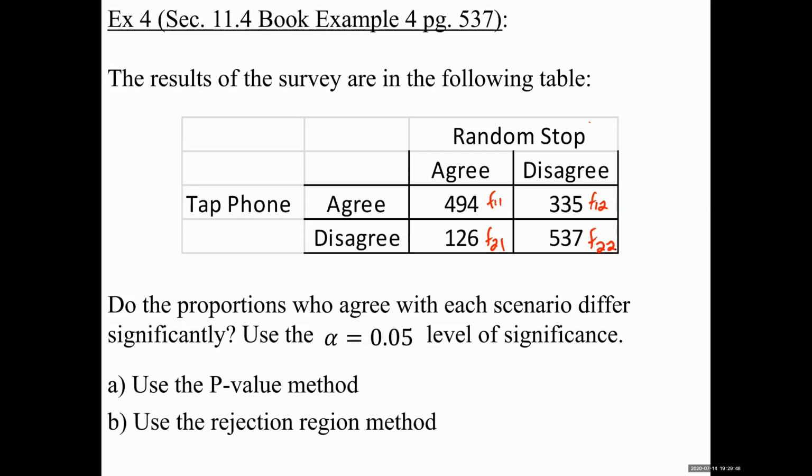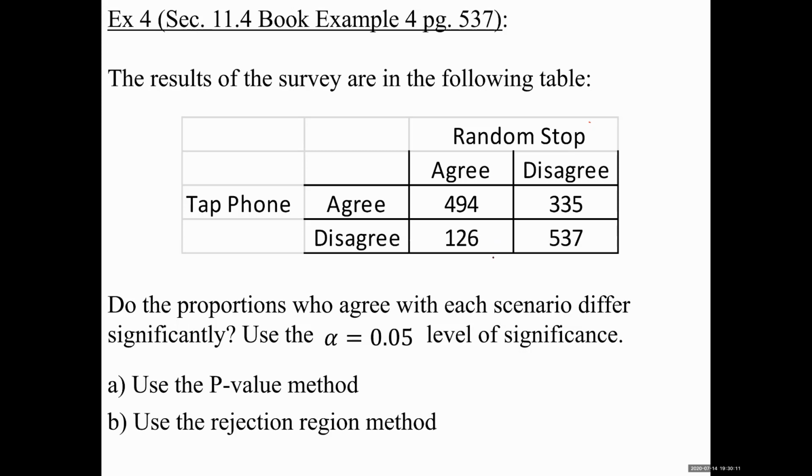Okay, do the proportions. Right here lets me know we're talking about percentages. Do the proportions who agree with each scenario differ significantly? They're asking, are they different? Which is what they have to ask in this section. It has to be a not equal to. Okay, use the 0.05 level of significance. Then it says use the p-value method and then use the rejection region method.